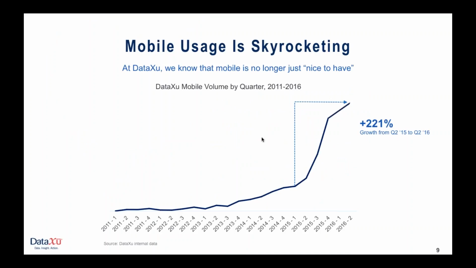Over the past couple of years, we've all seen statistics and charts similar to these that show that mobile growth is continuing to rise. Within Dataxu, we see the same trends, where spend on mobile continues to skyrocket. It's no longer just a nice to have. Our campaign data shows that mobile volume by quarter has increased drastically, particularly in the past few years. You can see on the chart that from 2015 to 2016, we saw a 221% increase in mobile volume.